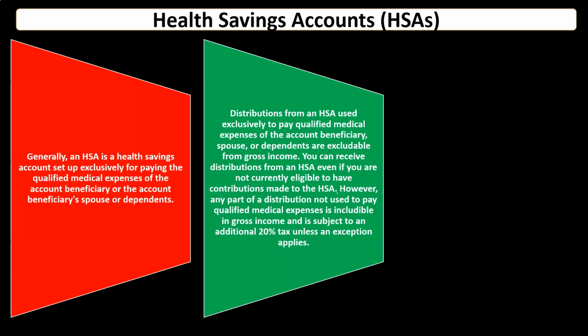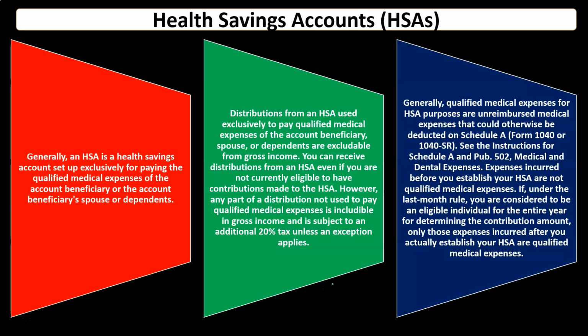So they don't want to, of course, lock you in to having a high deductible plan because you have an HSA, if you want to move on to something that's not a high deductible, which is probably what the government would try to favor people to do if they could. However, any part of the distribution not used to pay qualified medical expenses is includable in gross income and is subject to an additional 20% tax unless an exception applies. So once you have the money in the HSA, you're restricted to it, just like with an IRA in essence. And if you take the money out and you don't use it in accordance with the rules of the plan, then you could be penalized for it.